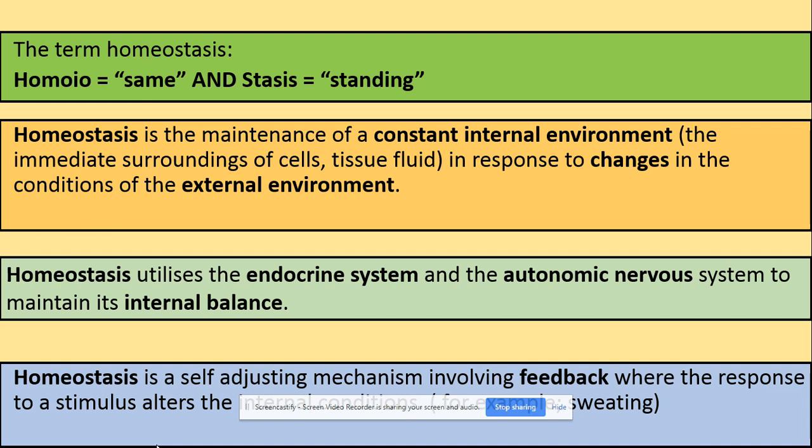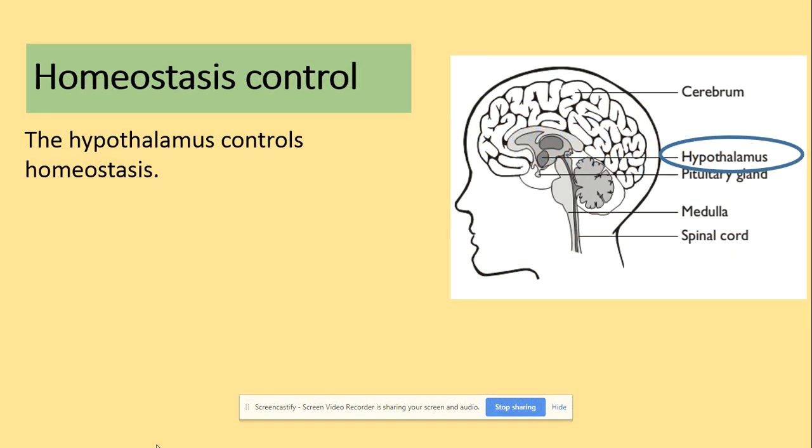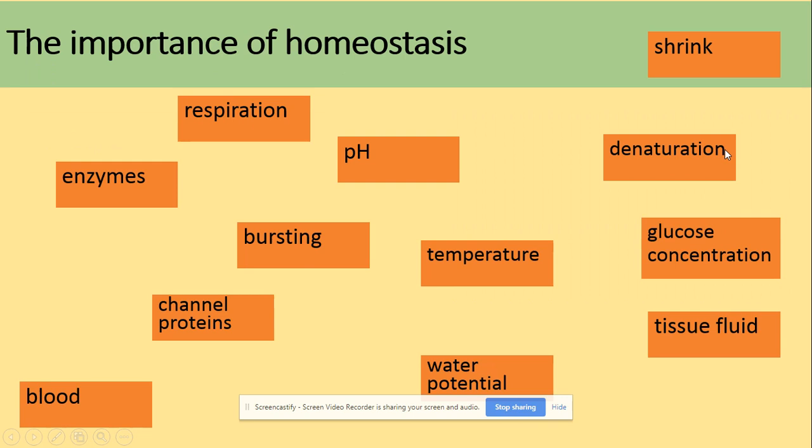Homeostasis is a self-adjusting mechanism involving feedback, where the response to the stimulus alters the internal conditions. The hypothalamus, part of the brain, is the one that controls homeostasis.